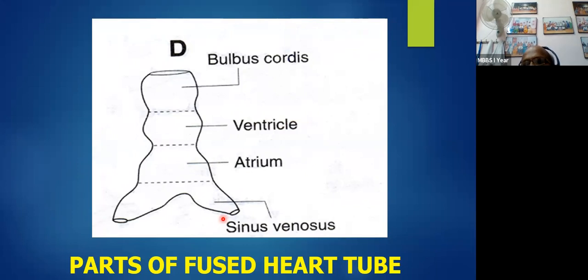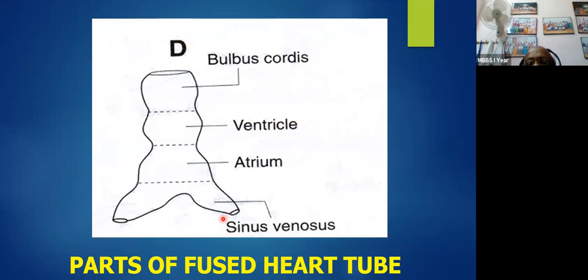At the same time, if you see the left horn, it is getting degenerated, not completely, to form your coronary sinus. So that is the development of your coronary sinus. The coronary sinus is derived from the left horn of the sinus venosus.